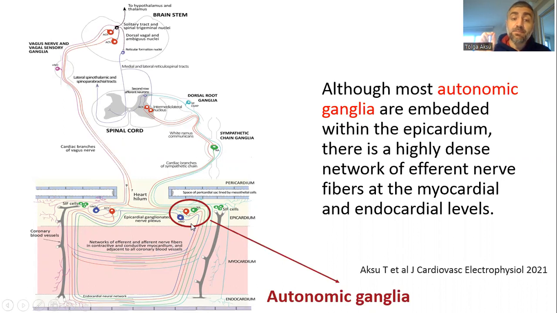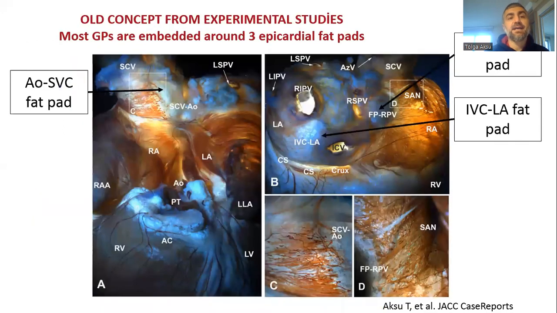But as an important point, if we just ablate postganglionic neuronal fibers, our lesion will be transient in the long term due to the axonal regeneration process. So during endocardial ablation, we should target the real epicardial autonomic ganglia sites.